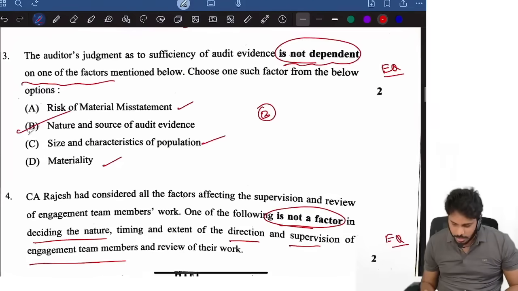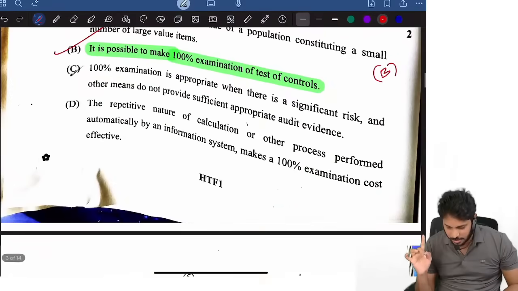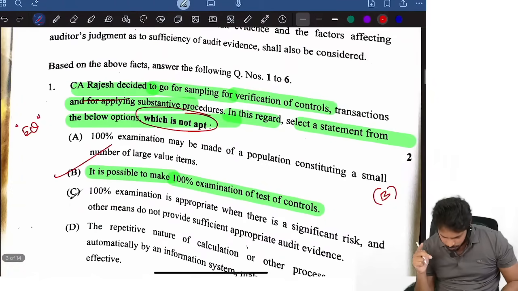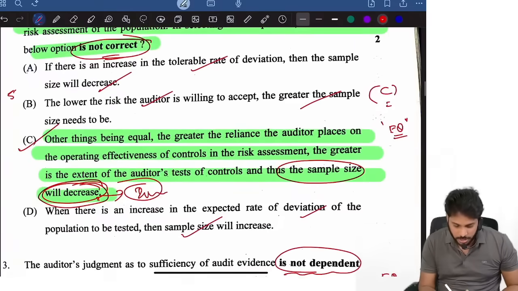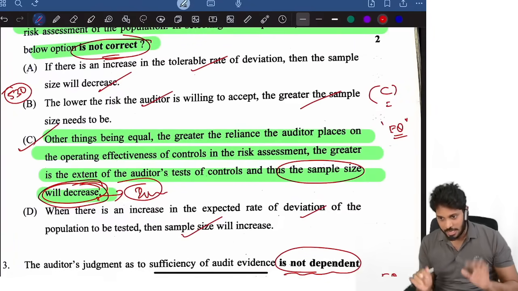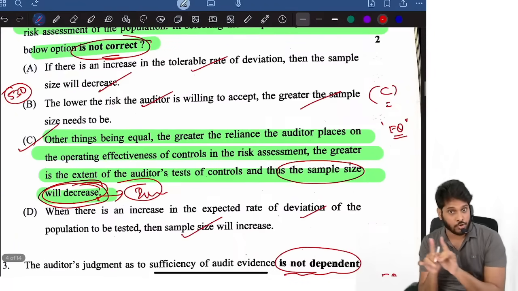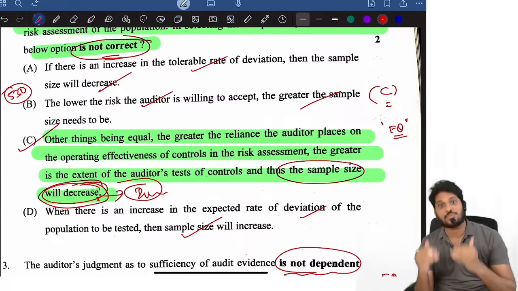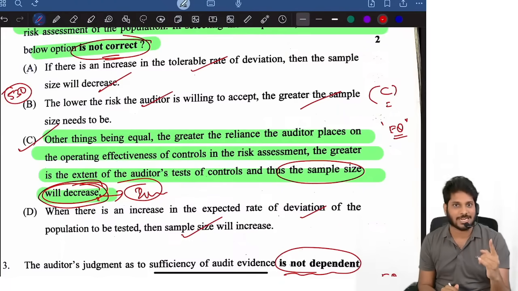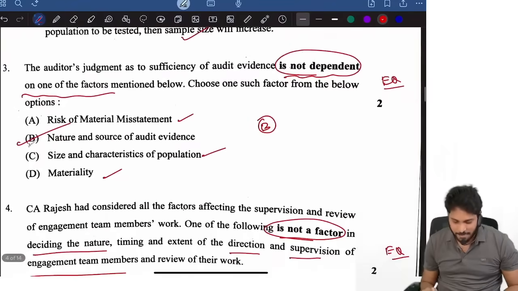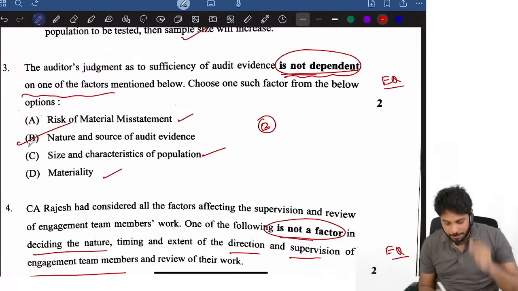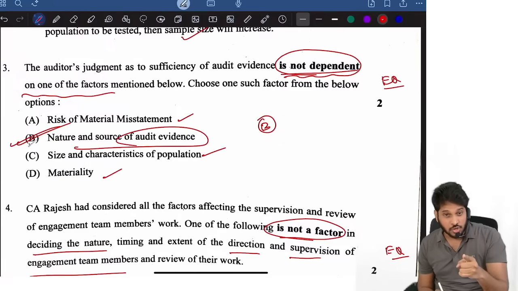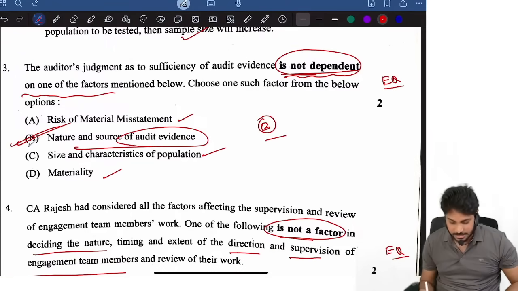Next, the auditor's judgment. By the way, only the first question is on the audit evidence topic, SA 500. This is the only question that came from 530. Even in the 3/4 strategy, 530 I told you to ignore. You can ignore it. All the other questions, 14 MCQs, you can solve with the 3/4 strategy also. So remember that. Next up. The auditor's judgment as to sufficiency is not dependent on, they're asking, nature and source of evidence. Nature and source of evidence is a factor for reliability. Reliability is a factor for appropriateness. Therefore the answer is B.